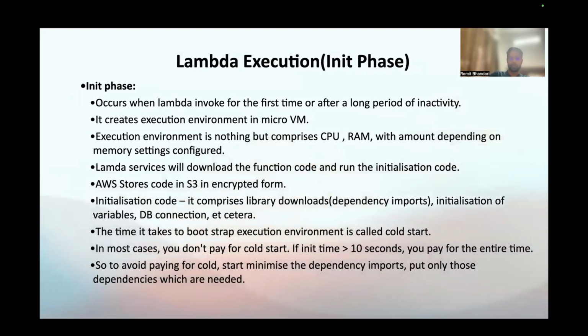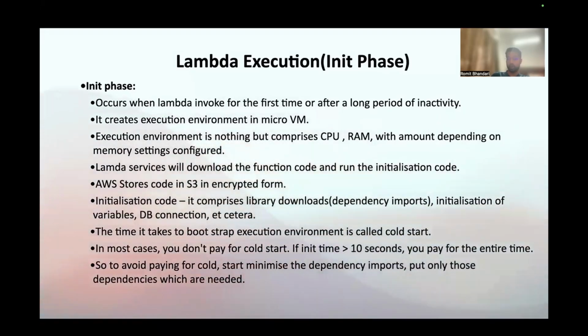It creates an execution environment in a micro VM. The execution environment comprises CPU and RAM, with the amount depending on the memory settings configured. The Lambda service will download the function code and run the initialization code. AWS stores code in S3 in encrypted form. So now, what is initialization code? It comprises library downloads, dependency imports, initialization of variables, DB connection, etc. The time it takes to bootstrap the execution environment is called cold start.